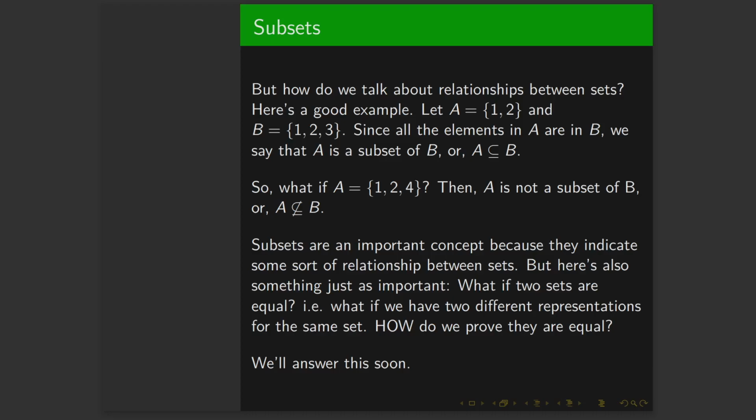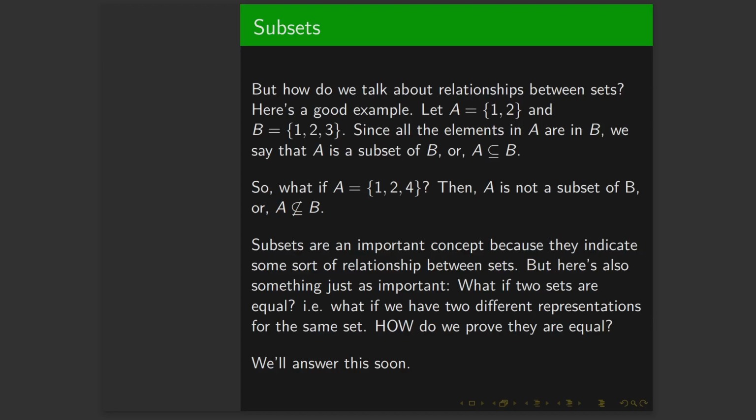And we denote it with this symbol right here that kind of looks like a sideways U with a line underneath it. And this is saying that A is a subset of B. But now, what if we change A to be 1, 2, and 4? Well, since 4 is not in B, A is not a subset of B, so we just put a line through all of it. Okay, so now the question is, why would we even want this definition?